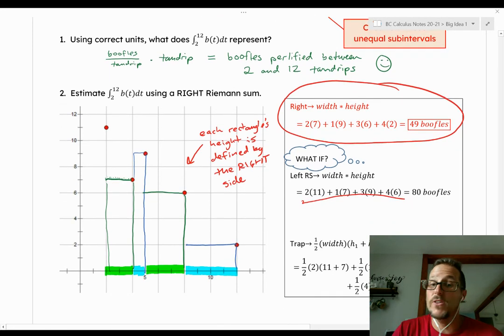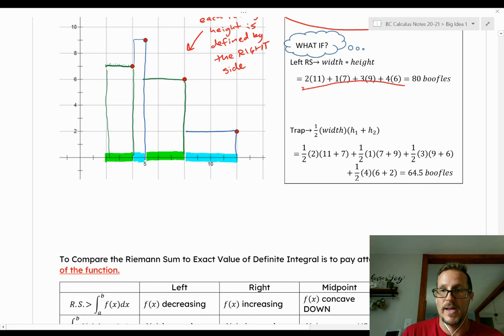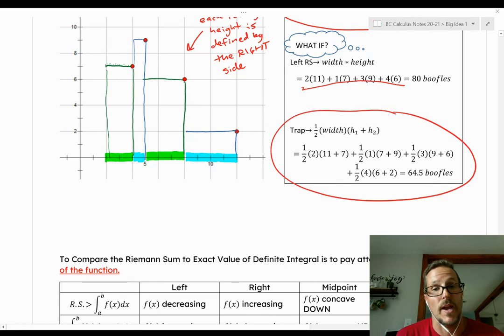But what if I had used a trapezoid? Again, I'm going to use the trapezoidal idea of 1/2 times the base times the sum of the 2 parallel sides. So you can see the math worked out. Let me get it around my head. Here we go. There is that math worked out for a trapezoidal approximation. Just finding the areas of 4 trapezoids. Boom, there we go. 64.5 buffels that were perlified.